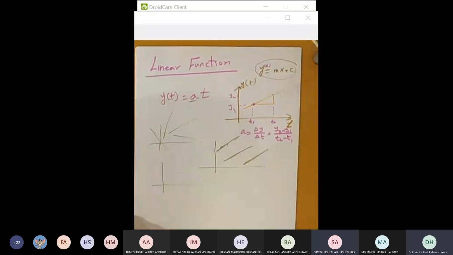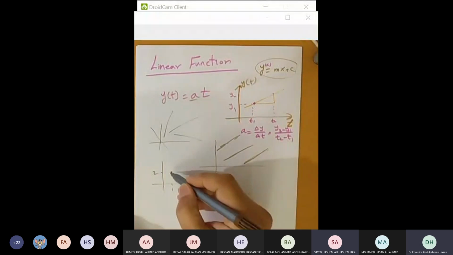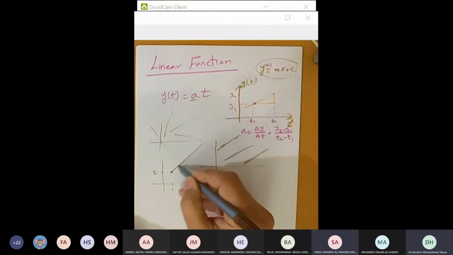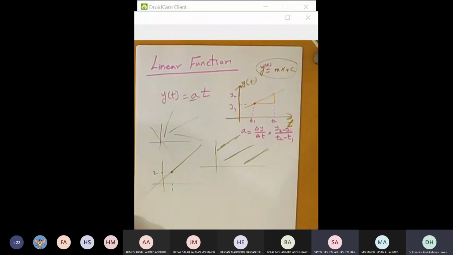I can give you, for example, only one point. If I say start from (1, 2), so t equal to 1 and y equal to 2, then this one, and draw a signal with a slope equal to 1. Then now it is specific. That's it, 100%. That's what I am asking for. So you have more than one piece of information, so you can plot the exact straight line.